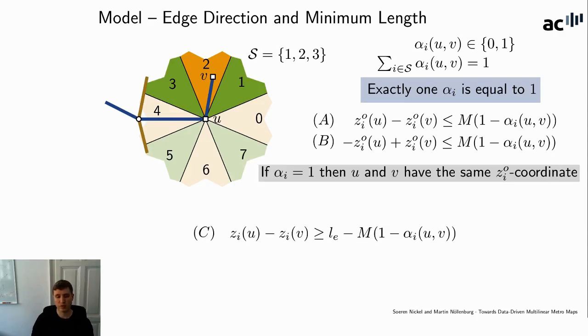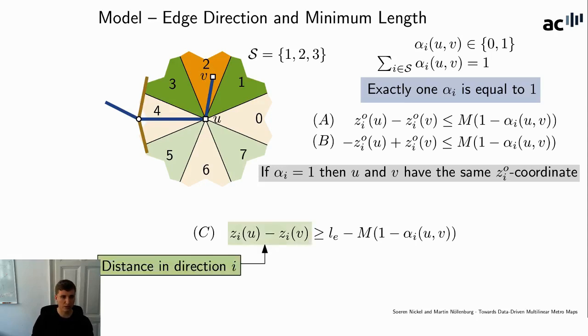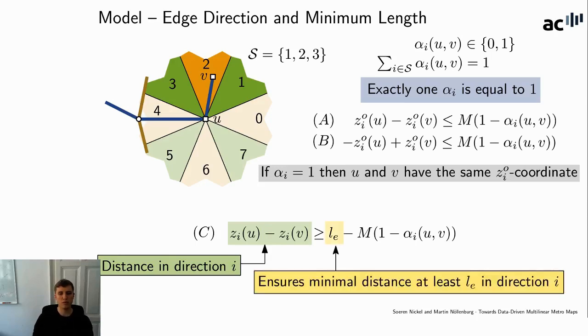Next, we want to guarantee that they are not drawn on top of each other or too close to each other, so we enforce a minimum length on this edge. Since we know the direction we draw this edge in, we know which difference we need to take. Here it's the difference in the actual drawing orientation, so here it would be, let's say, z2. And then we say that the difference between v and u must be bigger or equal than the minimum length that this edge should have.